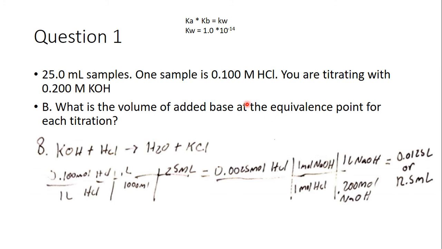Now, from my problem, I have 0.200 moles of potassium hydroxide for every 1 liter of potassium hydroxide, because that's what molar stands for, again, moles divided by liters. So let's follow our units. Moles of HCl cancel out. We're left with moles of potassium hydroxide. Moles of potassium hydroxide cancel out. We're left with liters of potassium hydroxide. So to neutralize this acid, you need 12.5 milliliters of potassium hydroxide.